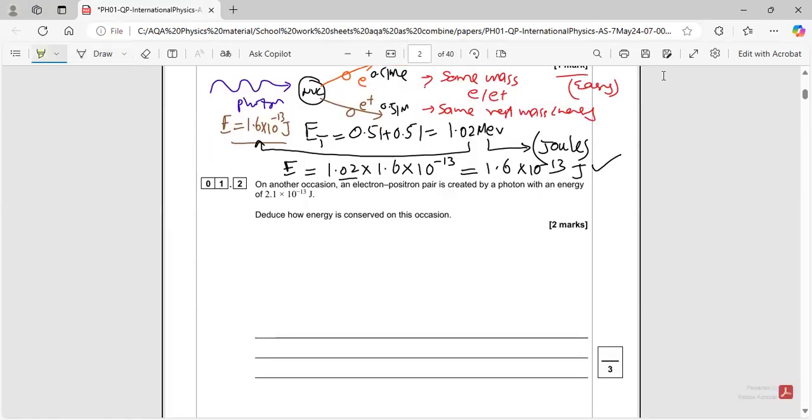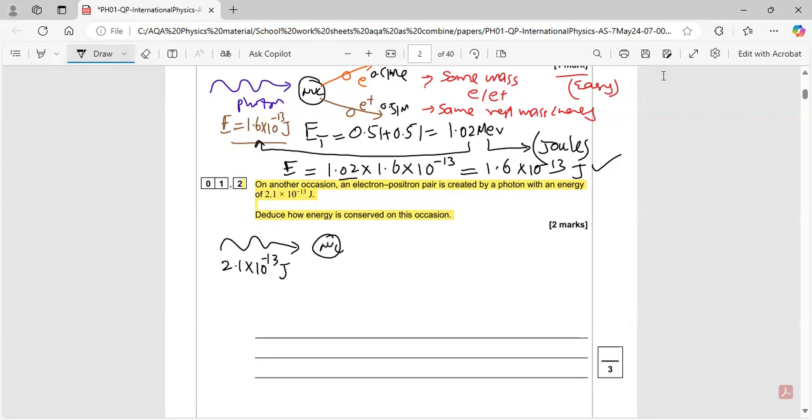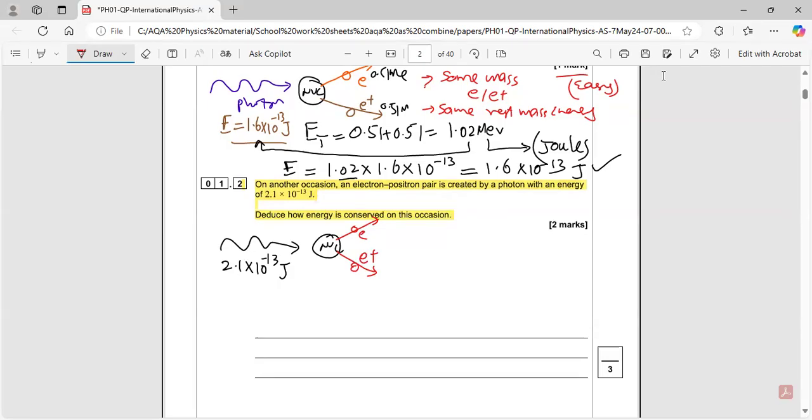Okay, the next part is, on another occasion, an electron-positron pair is created by a photon with the energy of 2.1 into 10 to the power minus 13. Deduce how the energy is conserved in this occasion. So now they're saying that the photon which is coming over here is having this much of energy. And of course, it is hitting a nucleus. And now they're saying that if an electron and a positron are being produced, how energy will be conserved in this? Because we know that the rest mass energy is always constant.